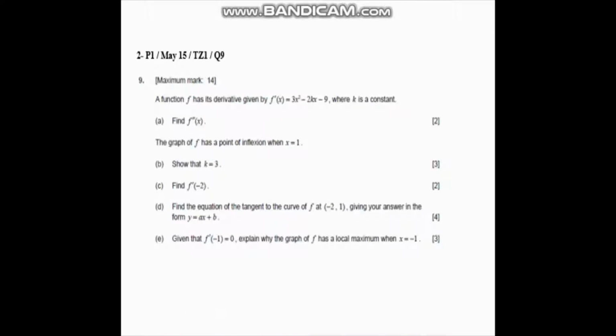Next, I'm required to find the equation of the tangent to the curve of f at (-2, 1), giving the answer in this form. Again, I begin by the key requirement of the question. I want the equation of a tangent, so I need the point and the slope on the tangent line. I'm given a point, (-2, 1). So what remains for me is to find the slope when x equals negative 2.